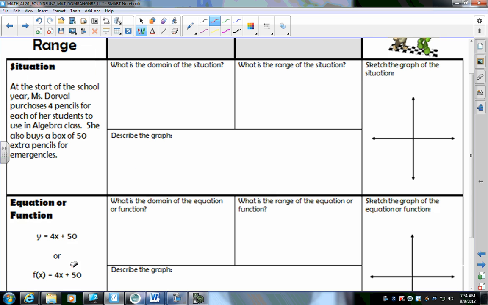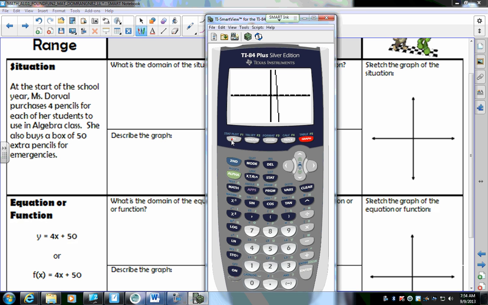So right now what I asked was for you to go into your calculator, into y equals. I need to turn off my pen here. Go into y equals and put in there 4x plus 50. And press second graph.